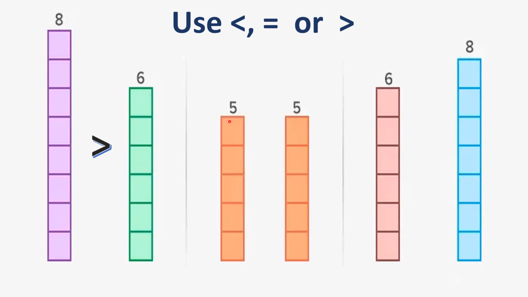Here 5, 5. Very nice. Equal to. Both are equal. Here this is 6 and this is 8. Nice. The first number is smaller than the second number, right? Same thing we will write down. 8 is greater than 6, 5 is equal to 5, 6 is smaller than 8, right?